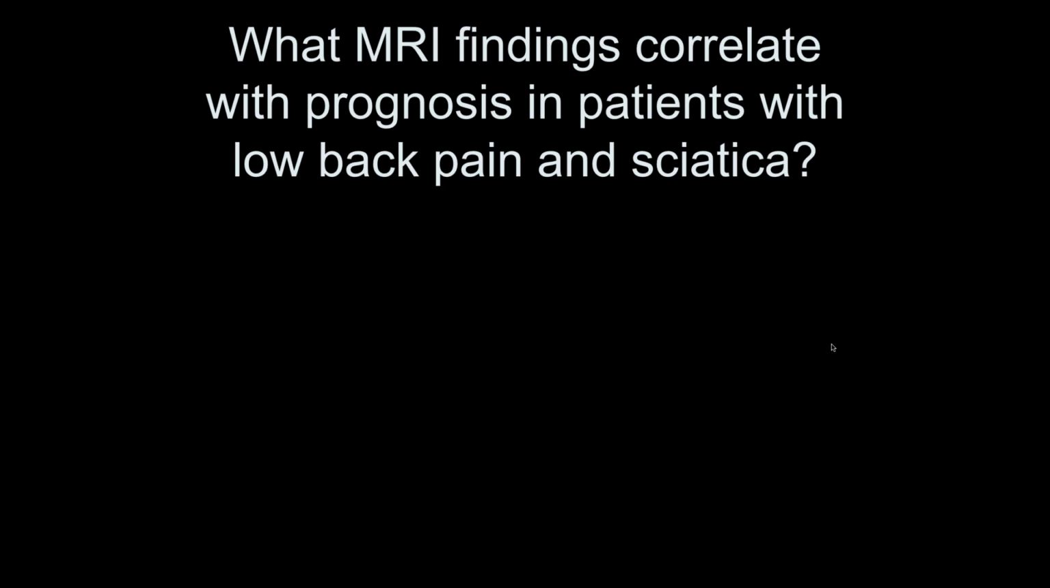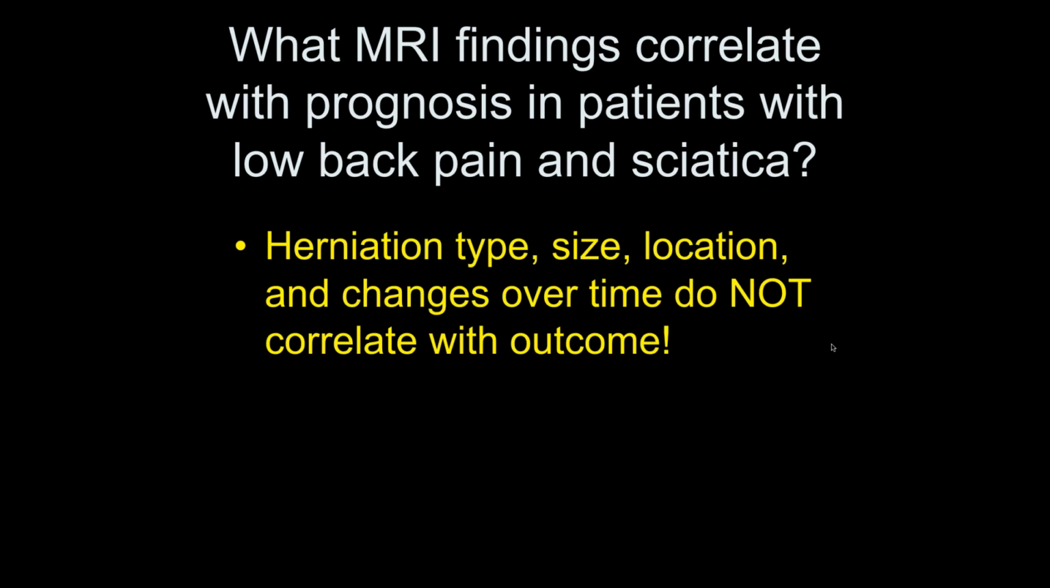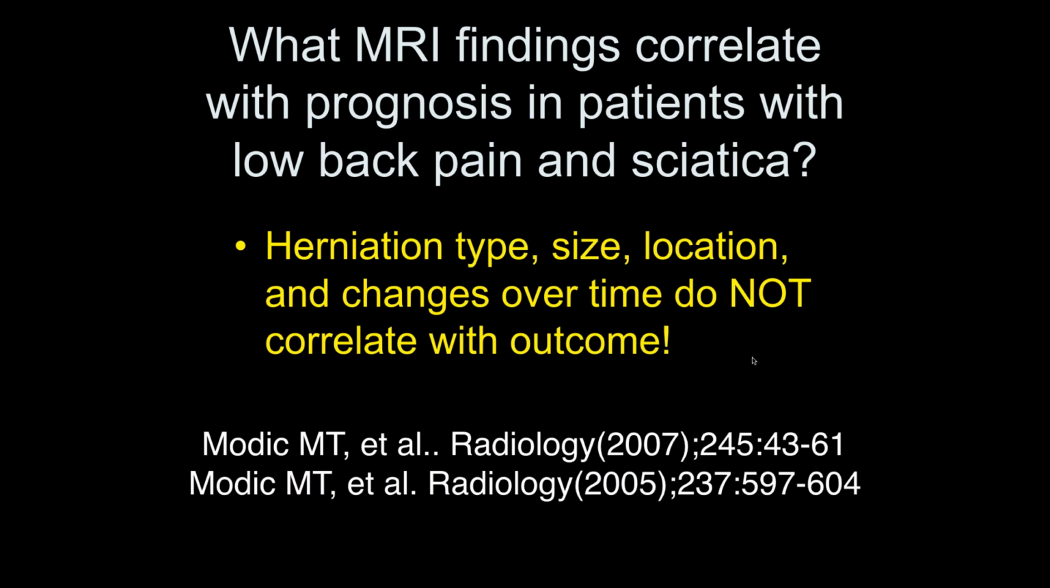So another question is, what MRI findings correlate with prognosis in patients with low back pain and sciatica? We talked a little bit about this. These are some papers by Mike Modic in his early days. He looked at herniation type, all the ones we've described, size, location, and changes over time, and none of them correlate with actual back pain and sciatica prognosis. Those are 2 papers from Mike Modic in Radiology.